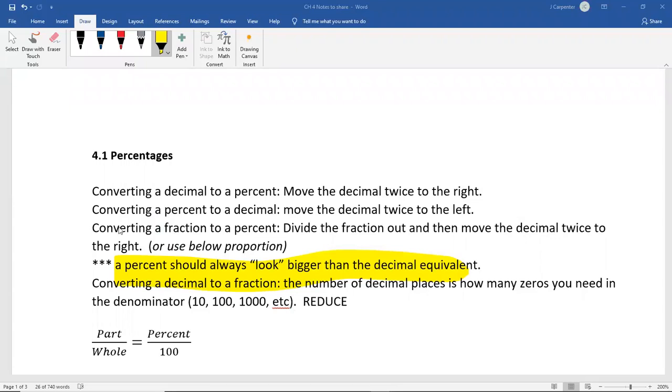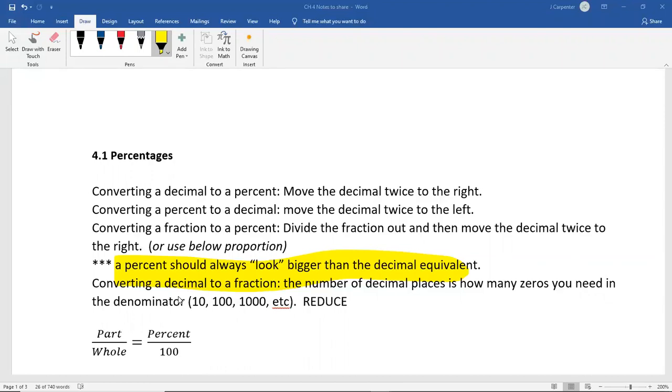All right, then we said if we're converting from a fraction to a percent, you should do the division of the fraction, and you don't have to worry about the long division because we are allowed calculators. And then you'll move the decimal twice to the right, just like the straight up decimal to percent conversion. Or if you ever have to go from a decimal to a fraction, the number of decimal places is how many zeros you need in the denominator. So if there's one decimal, you need a 10 in the bottom. If there's two decimals, you need a 100. If there's three decimals, you need 1,000, et cetera. And of course, you always have to make sure you're reducing your fractions as much as possible.